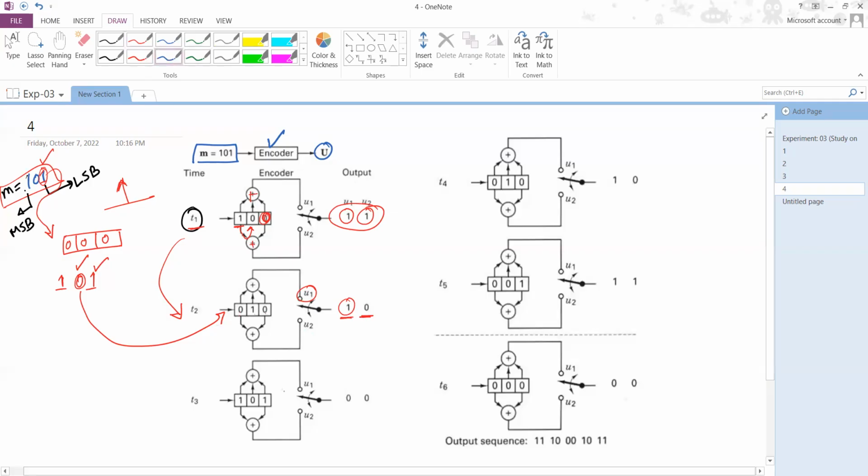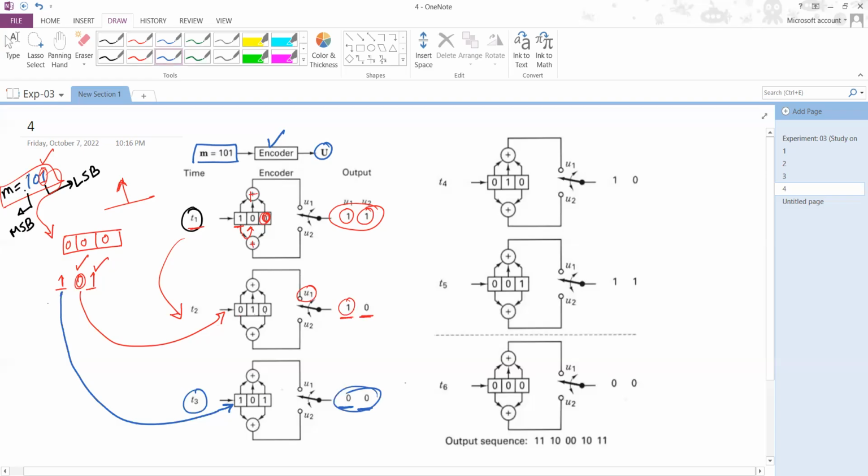The similar thing will happen for t3. Now in this case, the final 1 will be inserted here. The whole process is similar. 1 plus 0 is 1 and 1 plus 1 will give us 0. And similarly 1 plus 1 is giving 0 here. So we'll get this output.